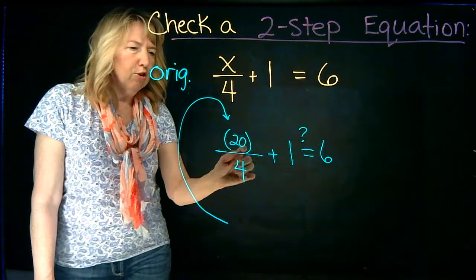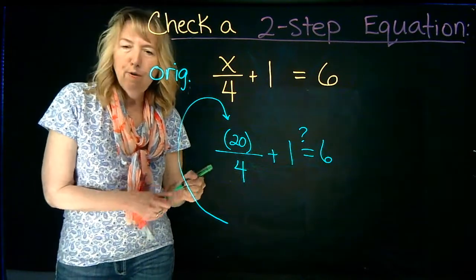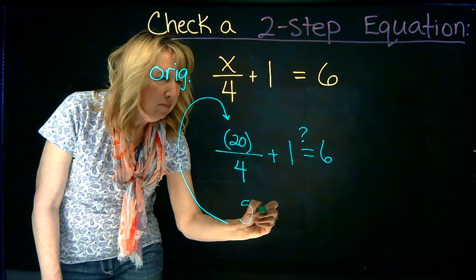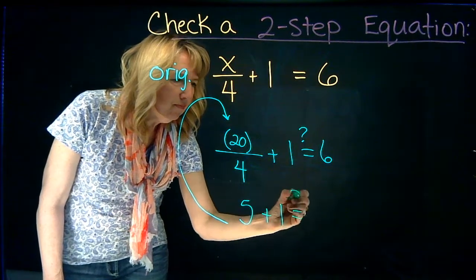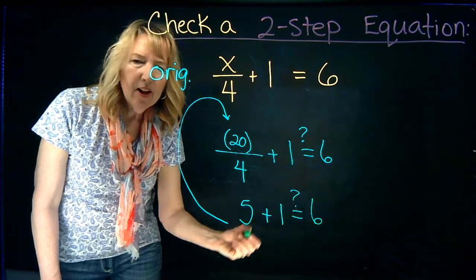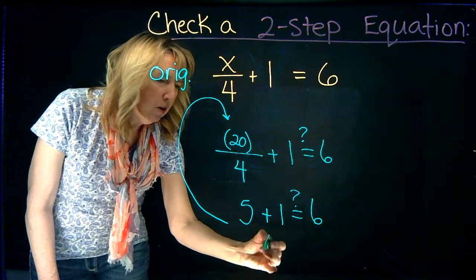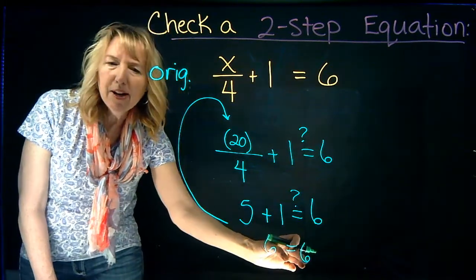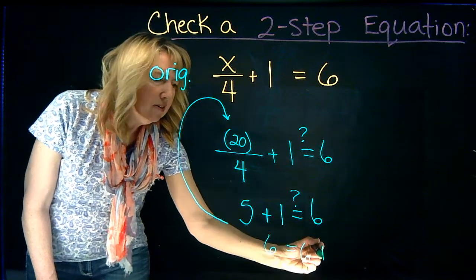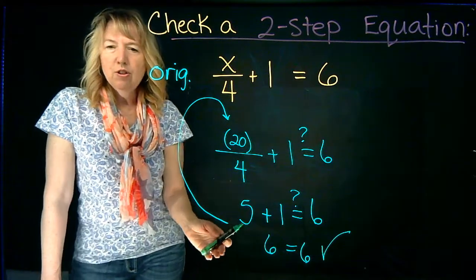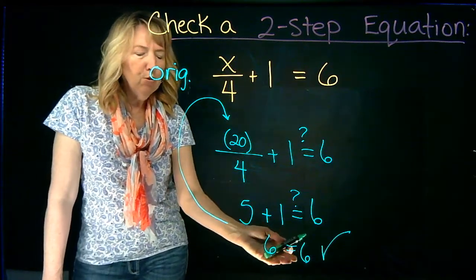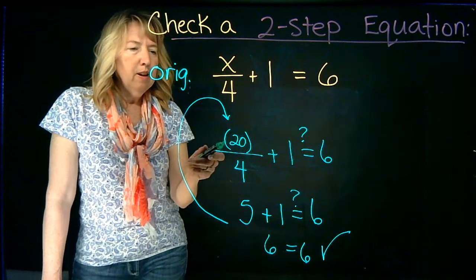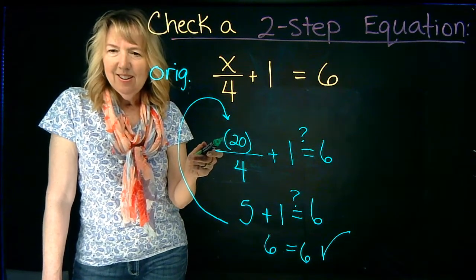Well, let's see here. 20 divided by 4 is 5. And sure enough, 5 plus 1 does equal the same thing that the right-hand side equals. So we can say, yes, our answer is correct. And don't be confused. You're checking if 20 is the solution.